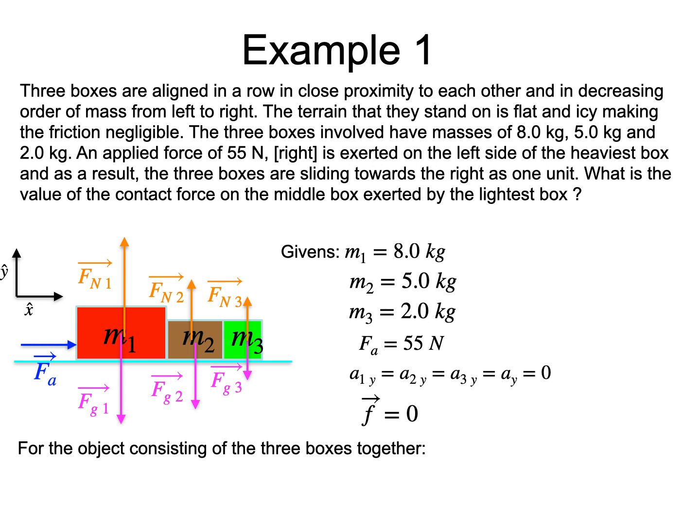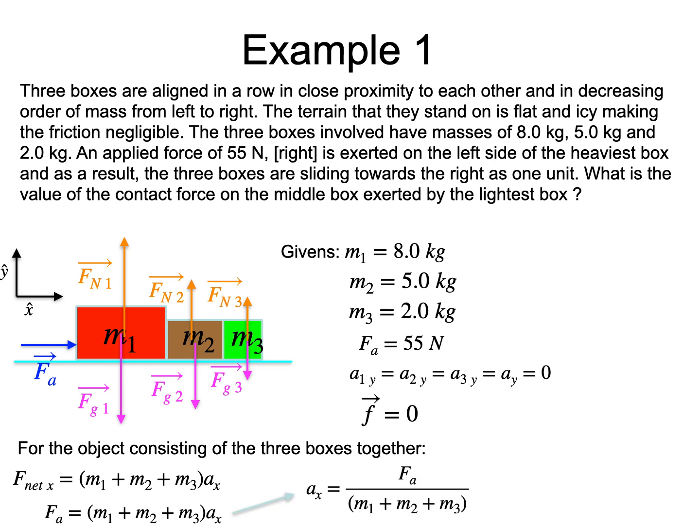Applying Newton's second law to the x component for the entire set of the 3 boxes means this expression. And there is only one horizontal force, so the x component of the net force is Fa, due to our choice of reference direction. Isolating for the x component of the acceleration gives this expression, which is also the expression for the x component of the acceleration of each box.